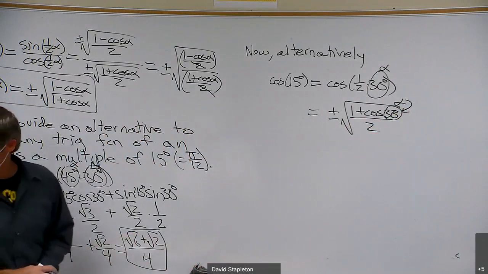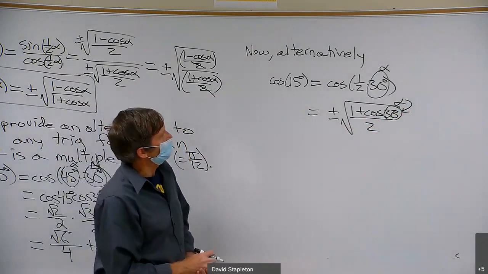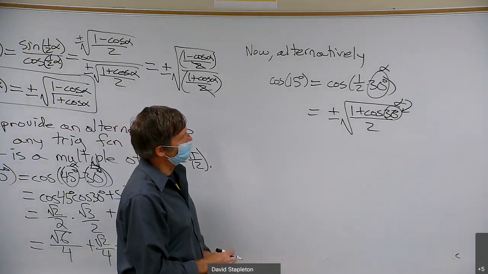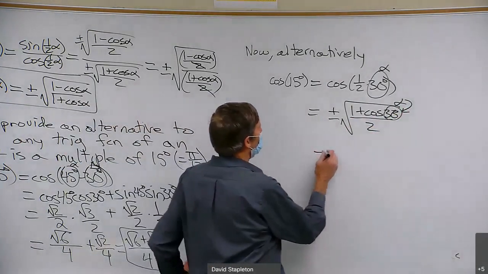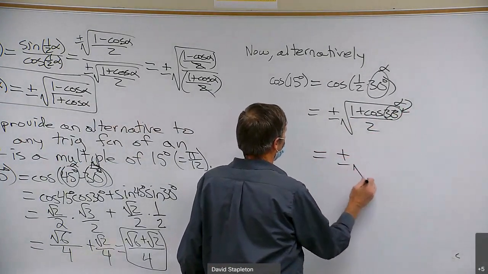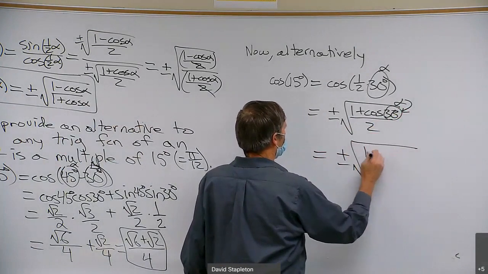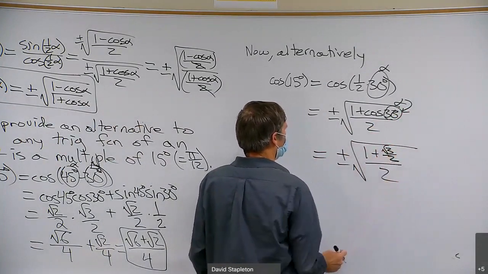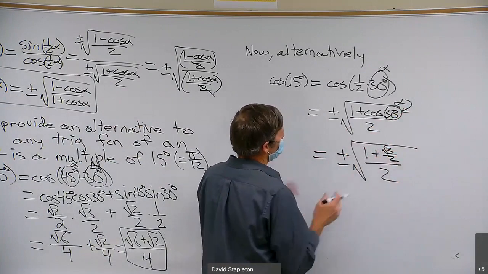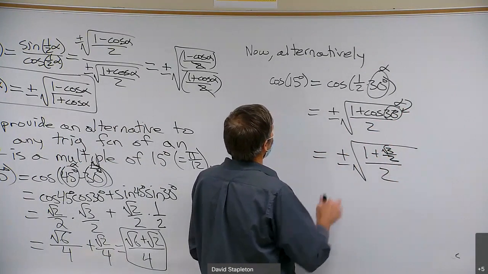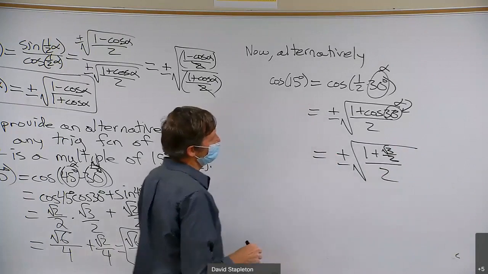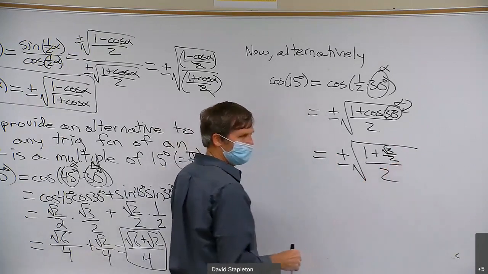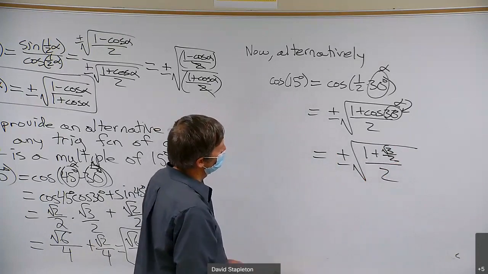And now 30 degrees is a special angle, so I can take its cosine. Remember that's square root 3 over 2? This is plus or minus the square root of 1 plus square root 3 over 2, all over 2. There's an exact representation for calculating the cosine of 15 degrees. I'm going to take a point off on the test for that, though, because we're not simplifying. Why is that not simplified?